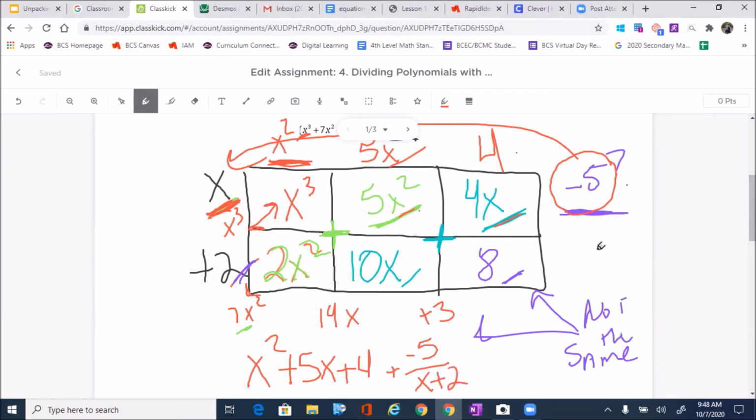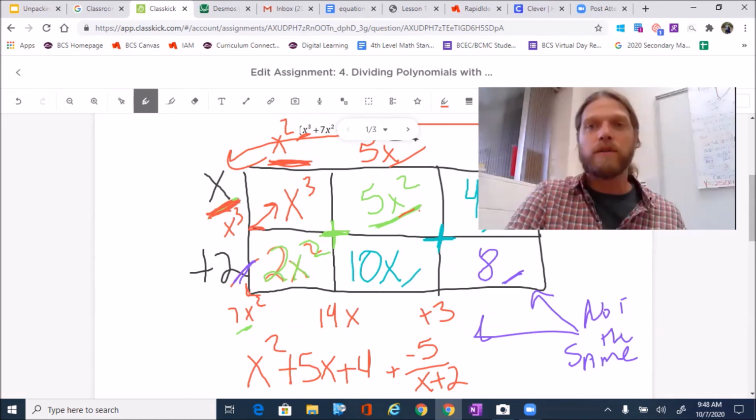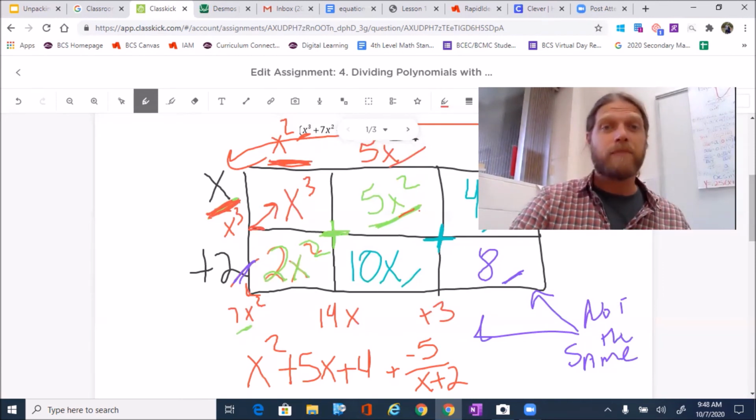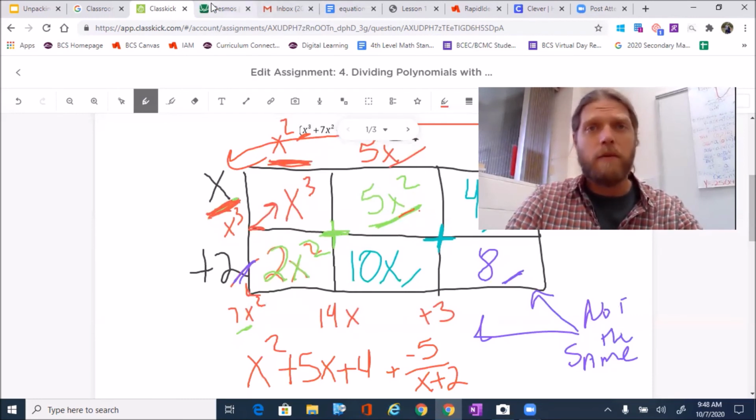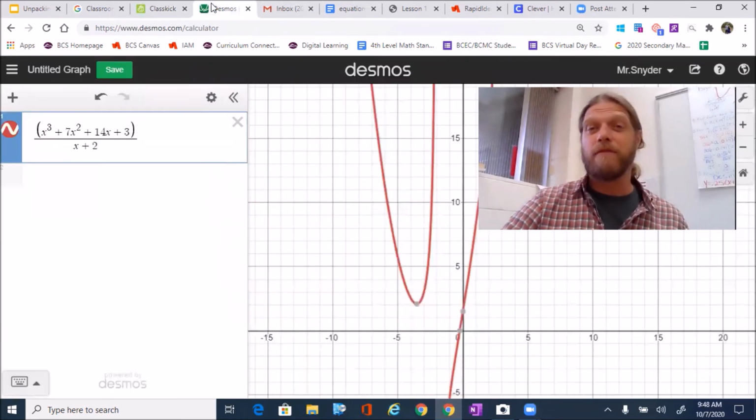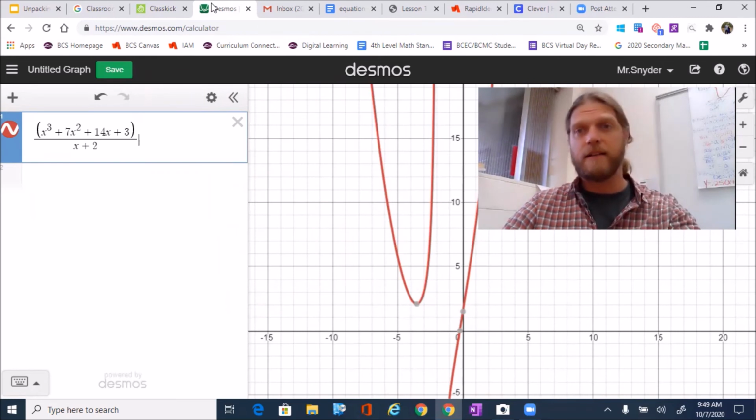Now you're asking yourself, I know you're asking yourself, how in the world do you check your answer? That's the most important thing. We've done the math. Let's get it right the first time so we don't have to do it again. So the first thing we do is we come over here to Desmos and I type in the original question. So I type in that polynomial divided by x plus 2.